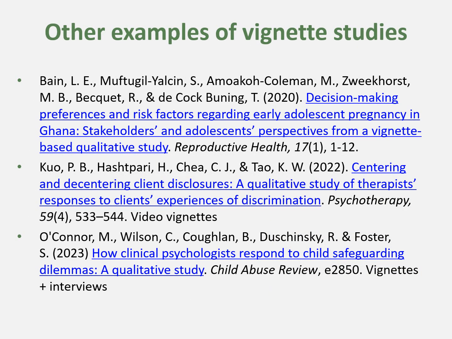So here are some other examples of vignette studies, all linked to you in the library or in open access repositories if you want to read some more examples of vignette studies. So one focused on risk factors relating to early adolescent pregnancy in Ghana, one about therapist responses to client experiences of discrimination, and one exploring how clinical psychologists respond to child safeguarding dilemmas.